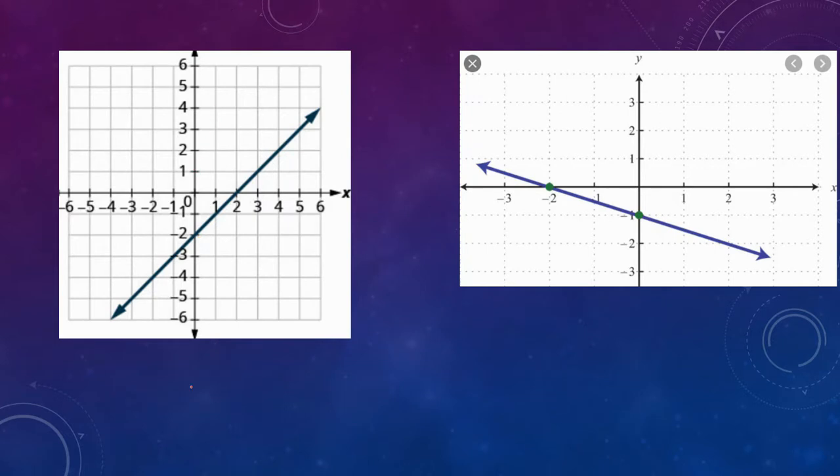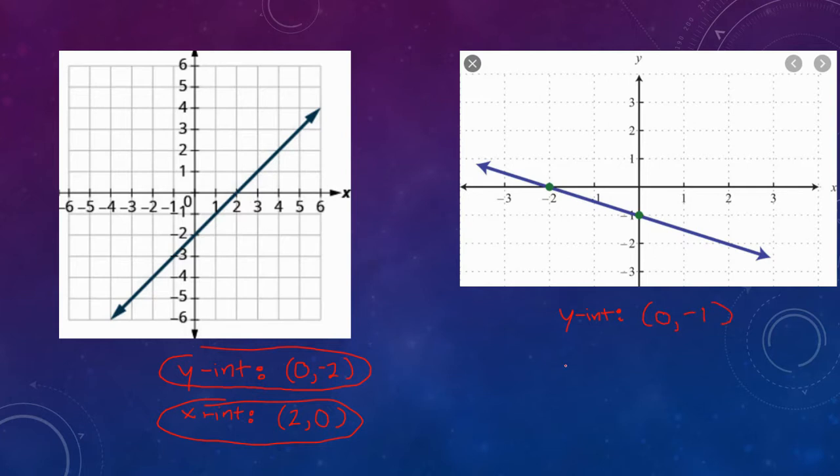First, what's the y-intercept on this graph? I like to start with y. You should have chosen 0, -2. If you didn't, go back to the last slide and write it down really quick. What's the x-intercept here? Well, you should have chosen 2, 0. All right, how about the second one? What's the y-intercept of the second graph? You should have chosen 0, -1. Okay, what's the x-intercept of the second graph? You should have chosen -2, 0.